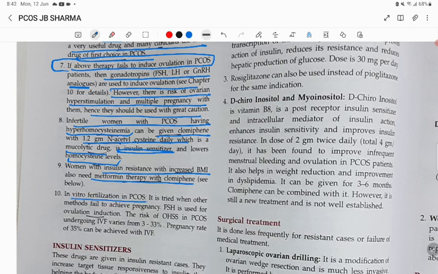In vitro fertilization in PCOS is tried when the other methods fail to achieve pregnancy. FSH is used for ovulation induction. The risk of OHSS in PCOS patients undergoing IVF varies from 3 to 33%. A pregnancy rate of 35% can be achieved with IVF.